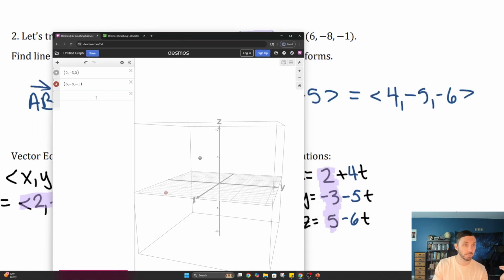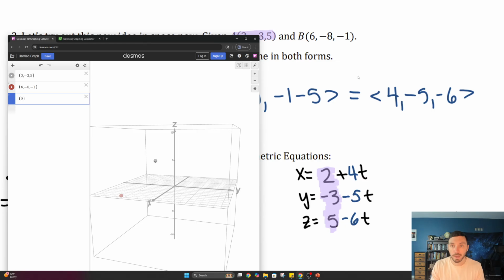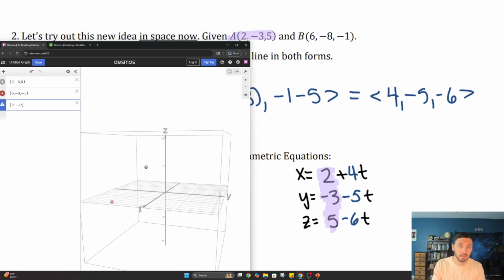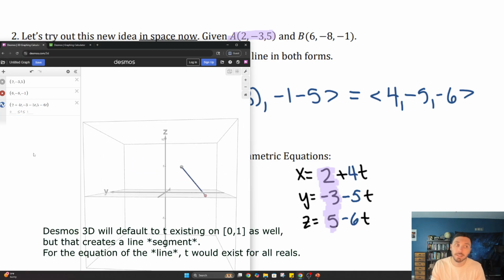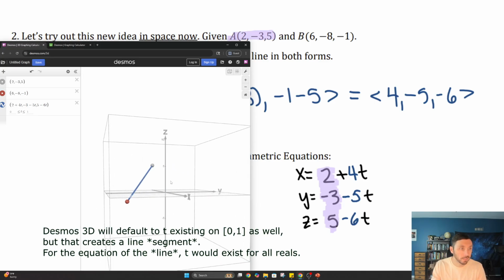So how about I graph this parametrically? I start at an x value of 2, and then my direction vector's x component is 4. I start at a y component of -3, and then my direction vector y component is -5. And then lastly, I start at 5, and my direction vector's z component is -6. So I'm going to do 5 minus 6t. Here we go. Right, so that would be your parametrically defined equation for the line connecting the two.